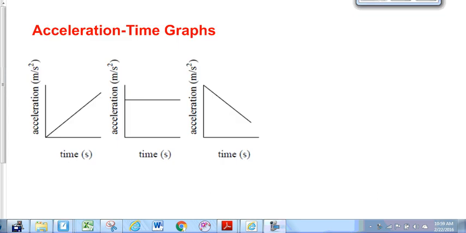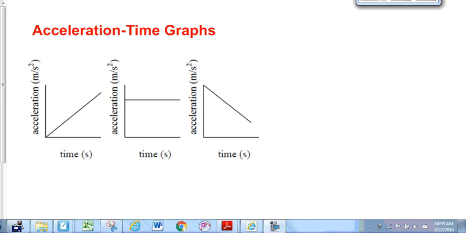All right, we're going to spend just a couple of minutes talking about acceleration time graphs. Position time graphs, velocity time graphs, acceleration time graphs. The good news is, for these ones, we're not going to crunch any numbers. We're just going to take a look at a couple of shapes. What's the first one mean? If this was a position time graph, it would be constant velocity. Acceleration time graph, constant acceleration.